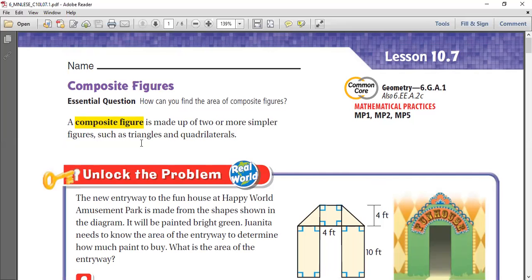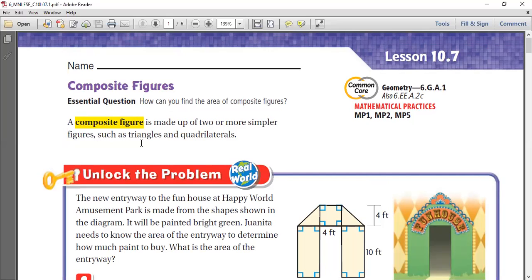this lesson is about composite figures. Now, what is a composite figure? It is a figure made up of 2 or more figures, like you can have a triangle and a square together, or you can have a rectangle and a parallelogram together, or you can have a trapezoid and a rectangle together. It's not necessary that it should be only 2. It can have 3 figures, it can have 4 figures. It's up to you how you are looking at the picture.